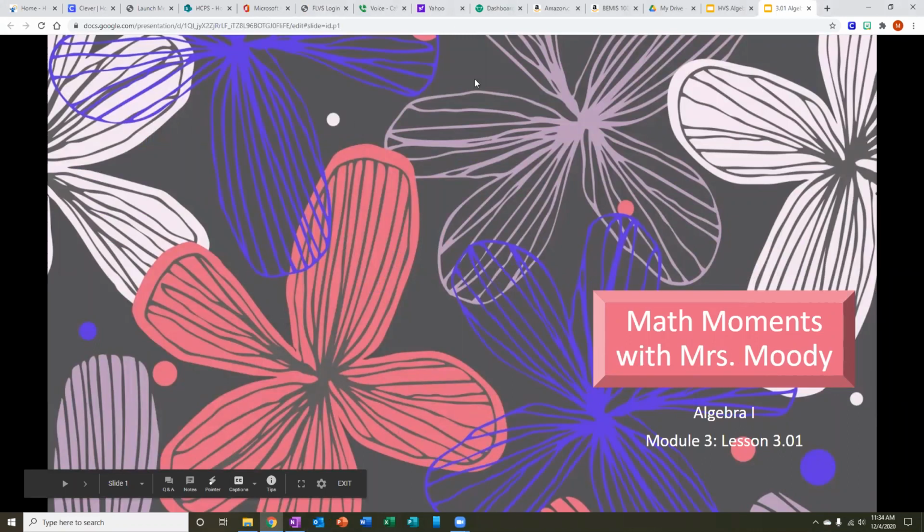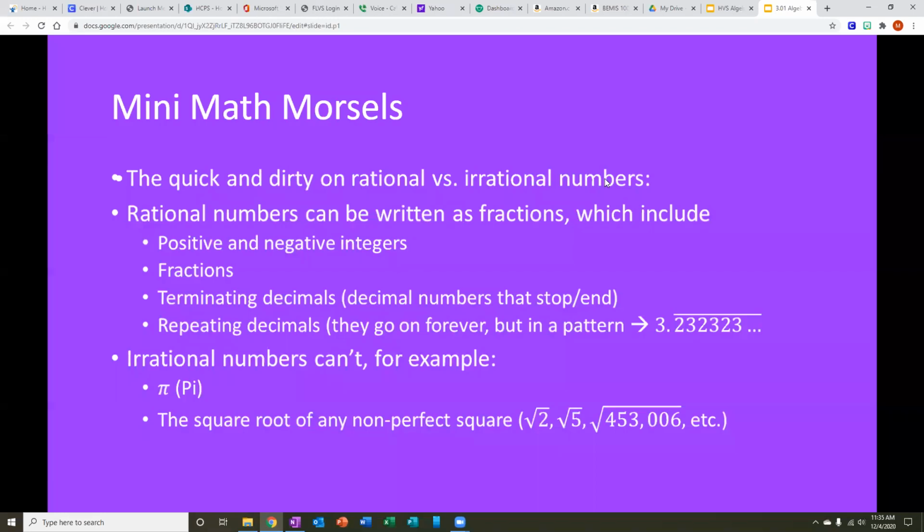There we go. Okay, so let's see. Oh, and this doesn't have the timings on it either. So this one goes over 3.01, which is what we were just talking about. Okay, I know what's going on. So the first thing that this introduces us to is really review on rational numbers. The important thing to know is it's fractions versus no fractions. So anything that can be written as a fraction.